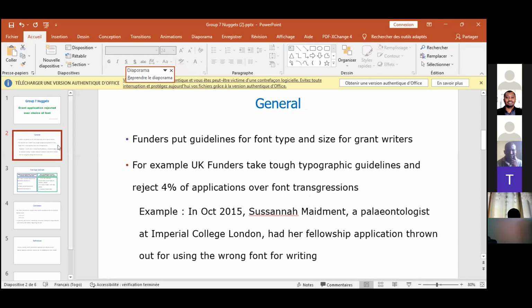Okay, this is an article read by Daniel Daisy about how funders can reject your grant application according to the font size if you don't follow their guidelines. So funders put guidelines for font type and size for grant writers. For example, in the UK, funders take tough typographic guidelines on rejection, which comprises 4% of the rejected applications. For this reason, in October 2015, Susanna Midment, at Imperial College London, had her fellowship application thrown away because of font size. Can you please move the slides?